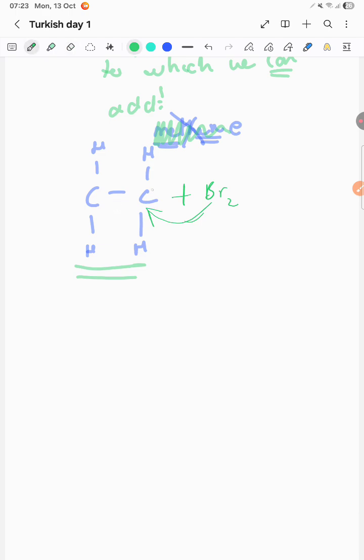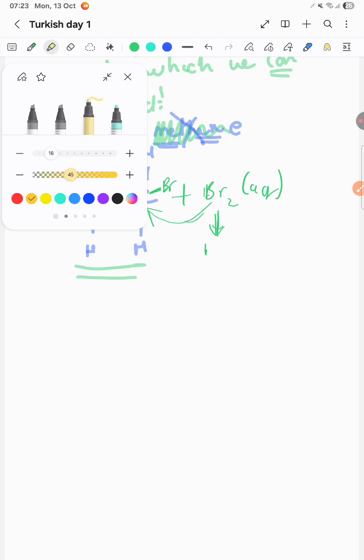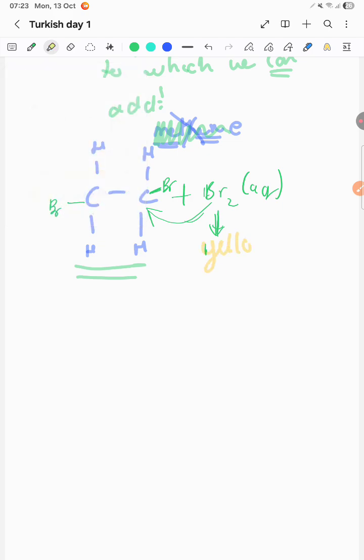It opens up. So one carbon receives a Br, and the other carbon receives a Br. Do you see that? And then, of course, the double bond is now gone. So what color was Br2? We call this aqueous bromine. Aqueous bromine was yellow. And when the reaction has happened, it changes from yellow, it decolorizes, or becomes colorless.